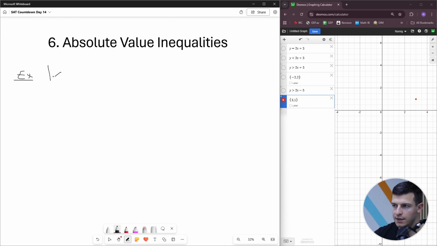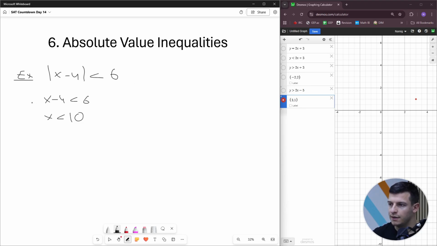I've got the absolute value of x minus 4 less than 6. Now, if I treat it as a regular linear inequality, I would say x minus 4 less than 6, so x should be less than 10. Now, while this is part of the solution, we are missing out. What are we missing out? We're missing out part of the solution. Why? Because absolute values can be positive and negative, right?